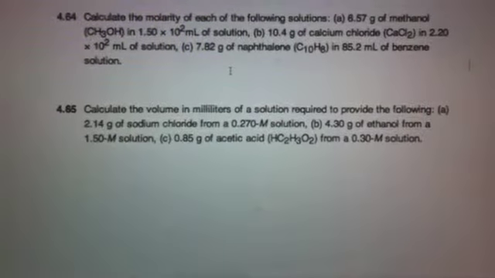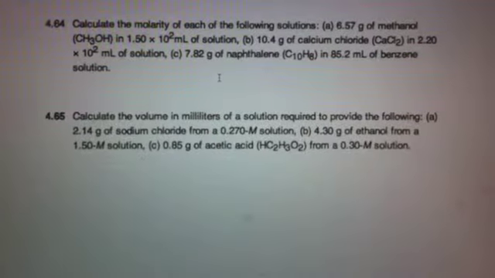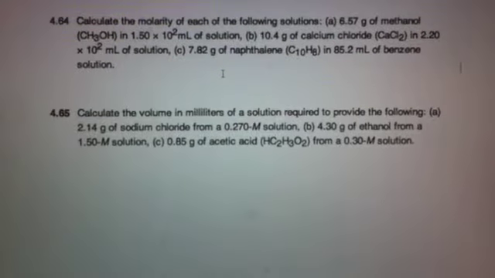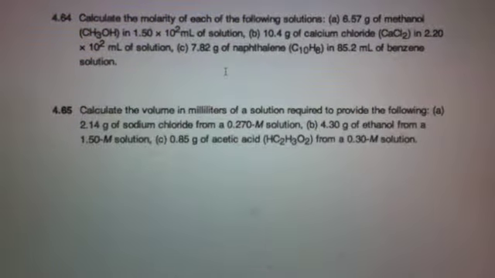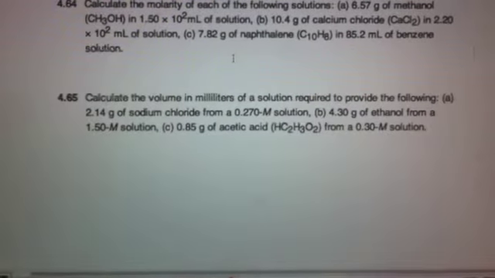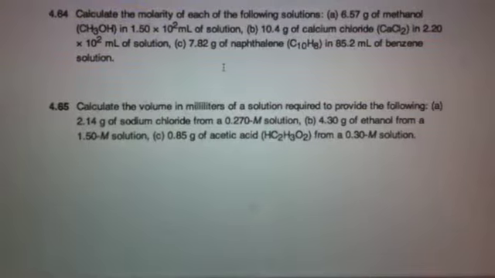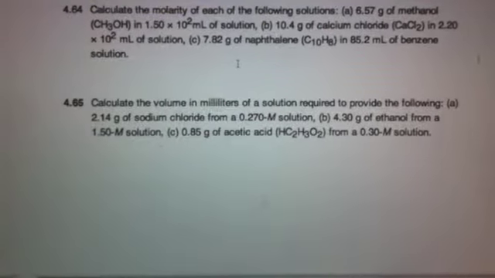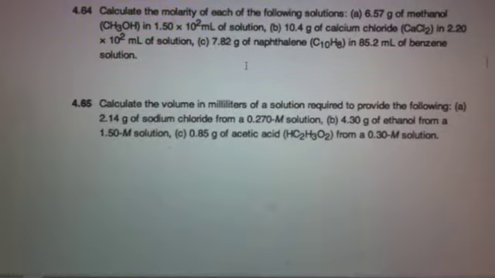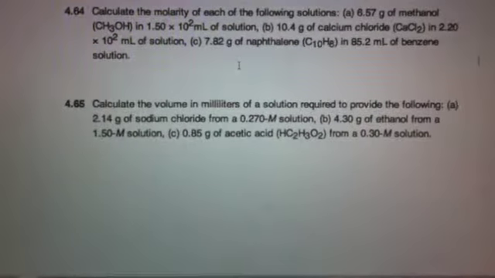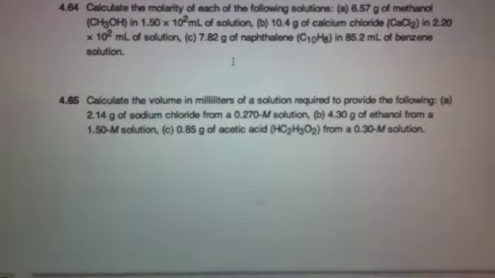4.64, calculate the molarity of each of the following solutions. A, 6.57 grams of methanol in 1.5 times 10 to the second milliliters of solution. B, 10.4 grams of calcium chloride in 2.2 times 10 to the 2 milliliters of solution. C, 7.82 grams of naphthalene in 85.2 milliliters of benzene solution.